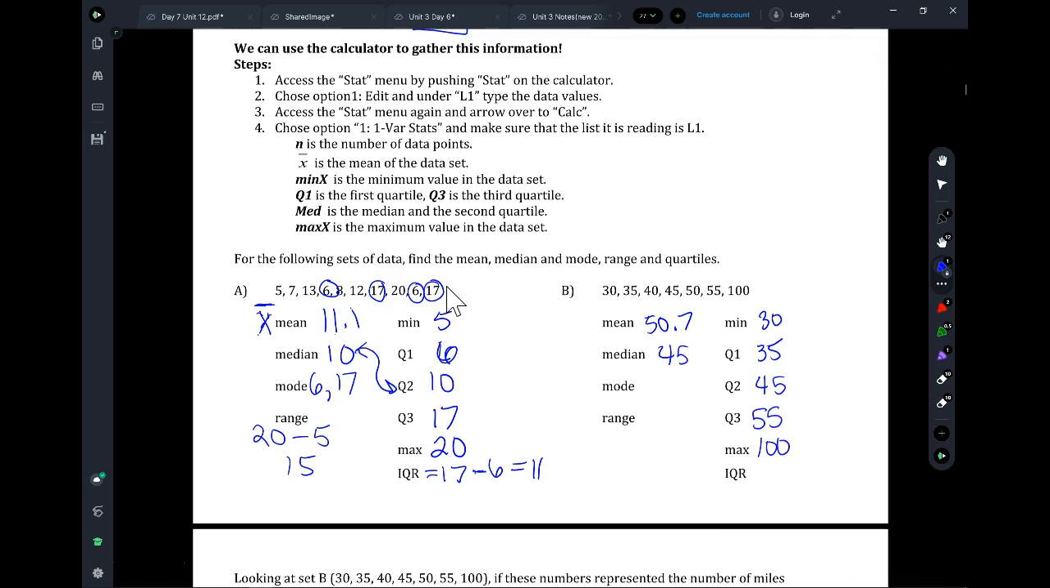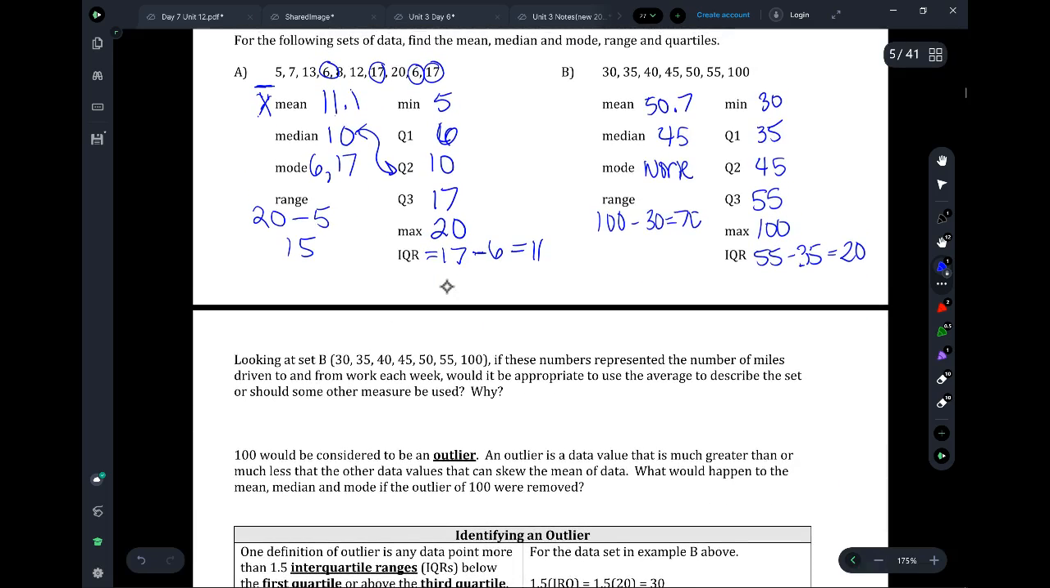Any duplicates on this one? I don't see any mode, none. My range is my maximum minus my minimum. My IQR is my Q3 minus my Q1. All right, cool.